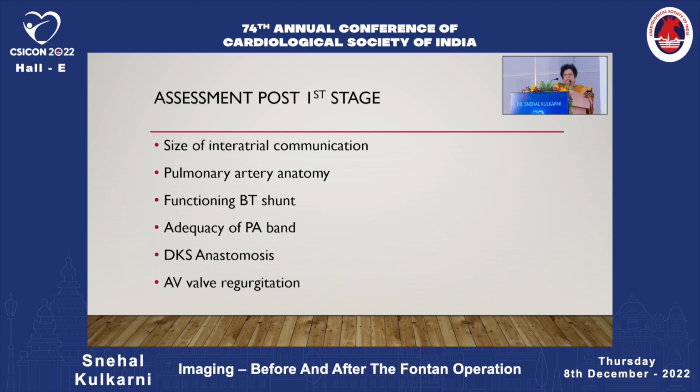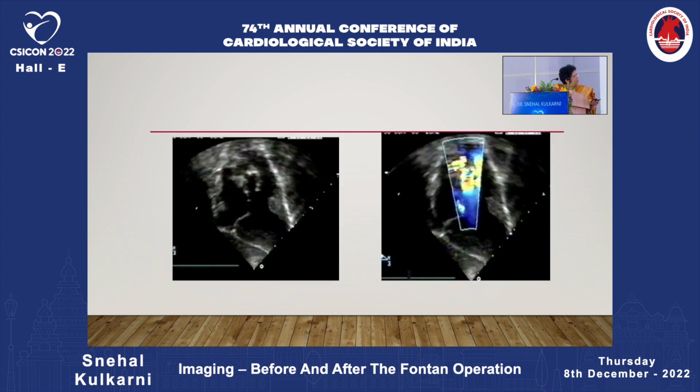Now, after doing the first stage, either a pulmonary band or a DKS-like procedure or a systemic to pulmonary artery shunt, comes the next stage, that is a bidirectional Glenn shunt, and they need to be assessed carefully again on echocardiography with size of interatrial communication, pulmonary artery anatomy. How is the BT shunt functioning? If there is a pulmonary artery band, is the band adequate and not distorting any of the branch pulmonary arteries? How is the DKS anastomosis, and what's the degree of AV valve regurgitation? These points are very important before planning the second stage, that is a bidirectional Glenn shunt.